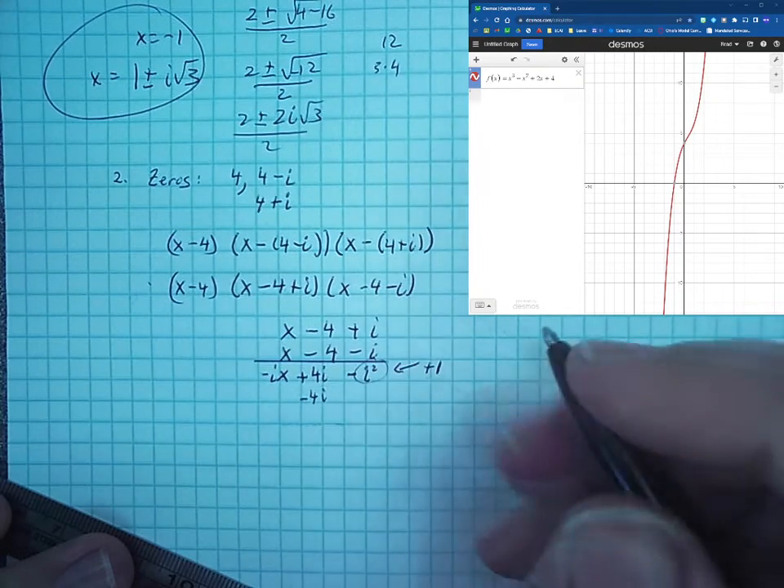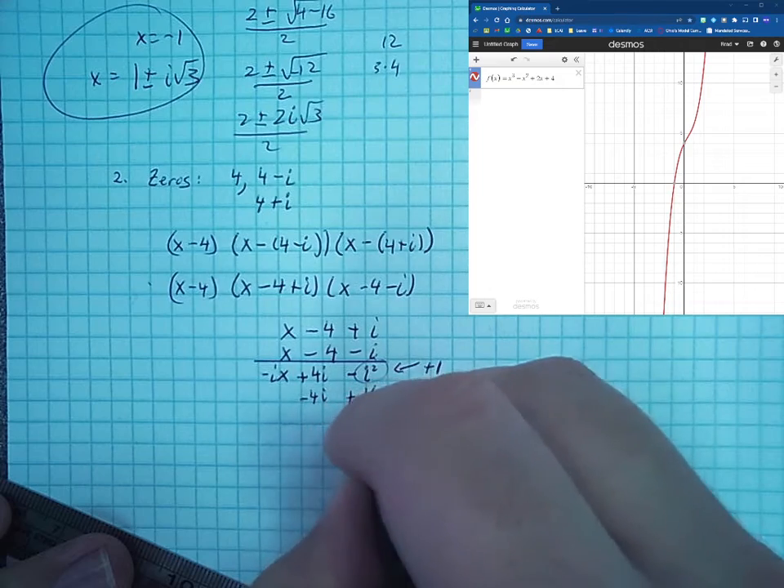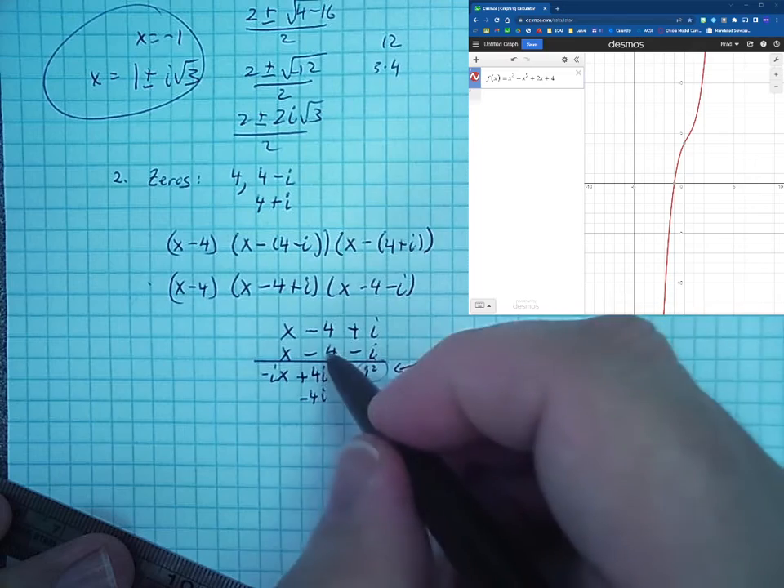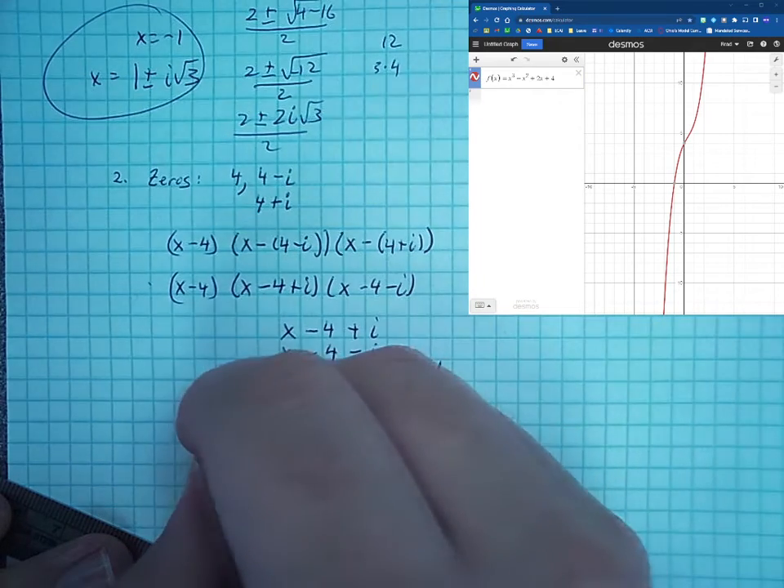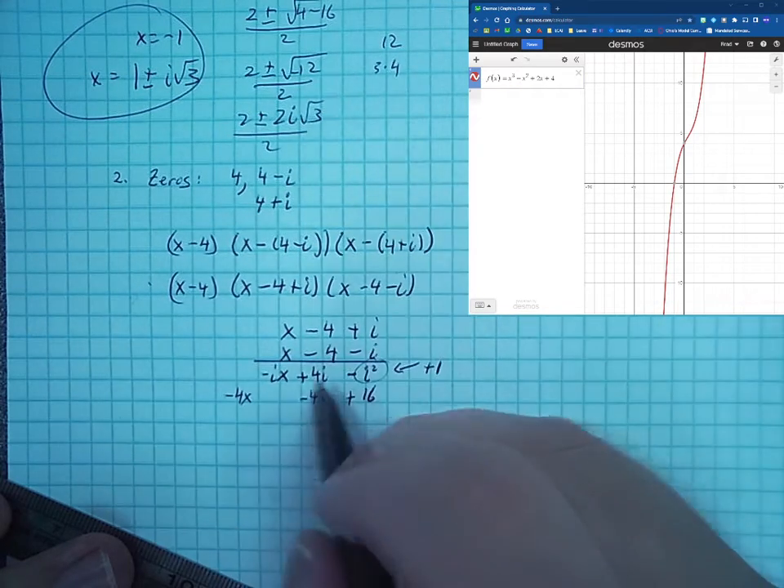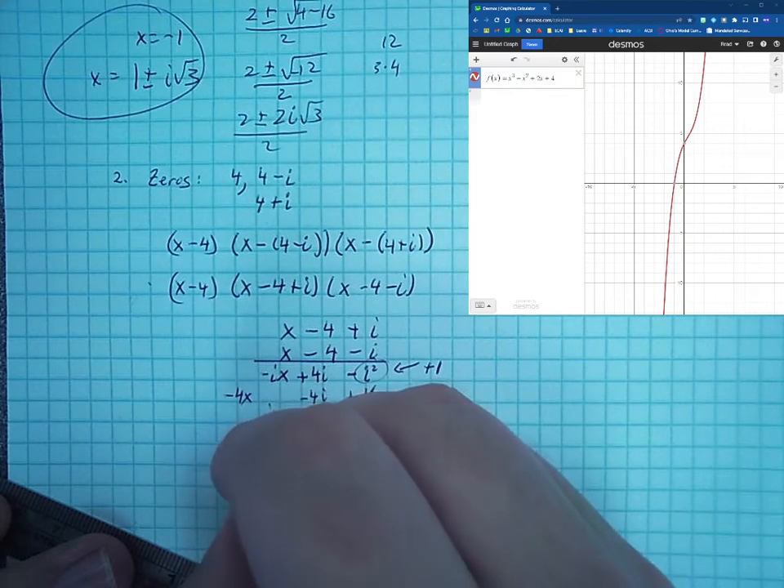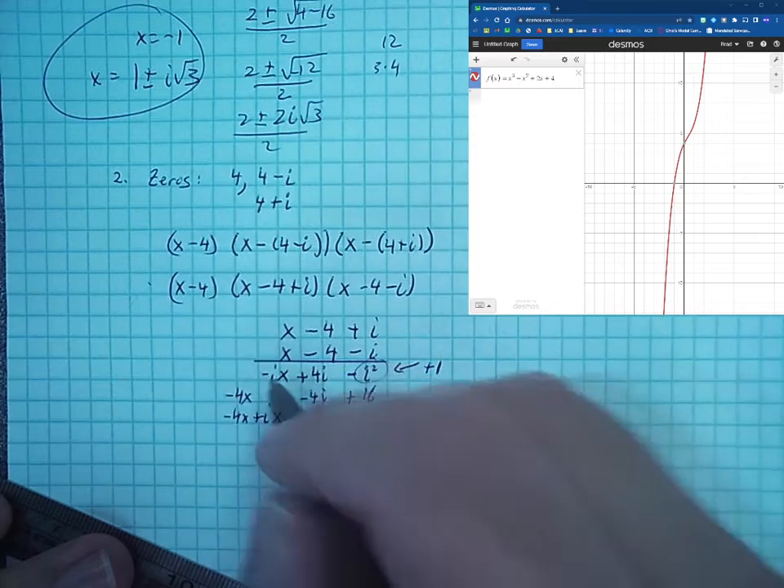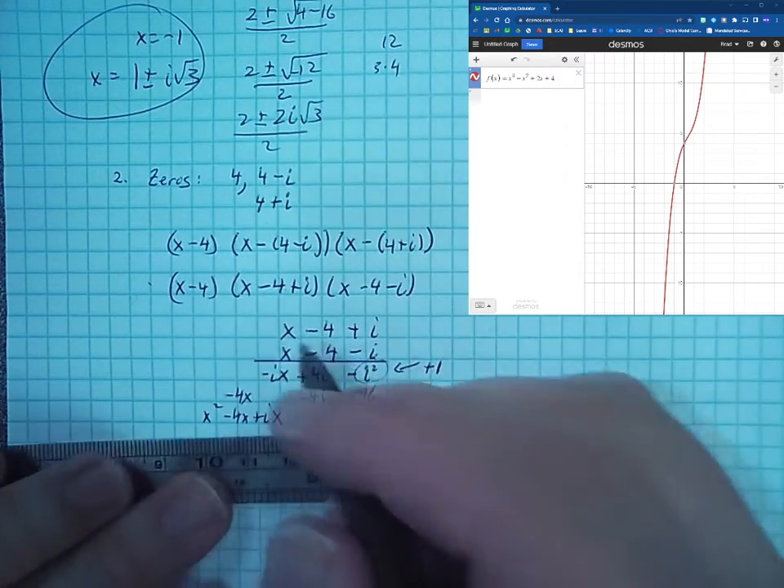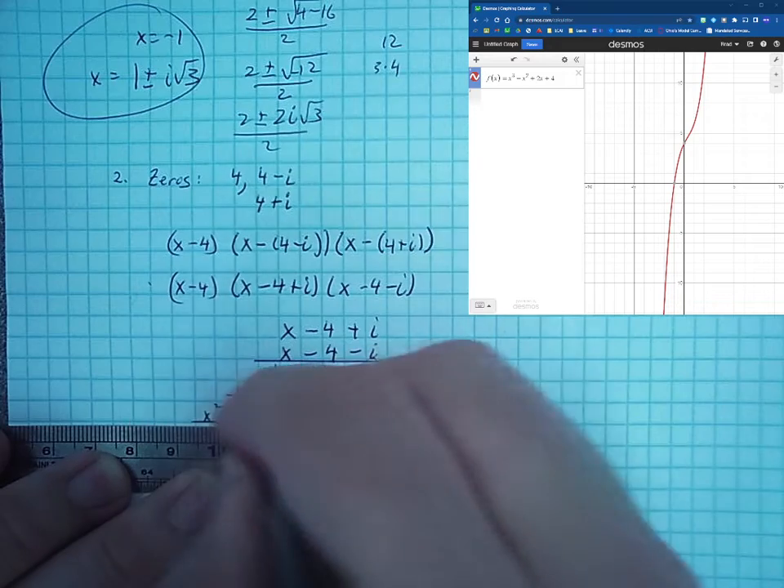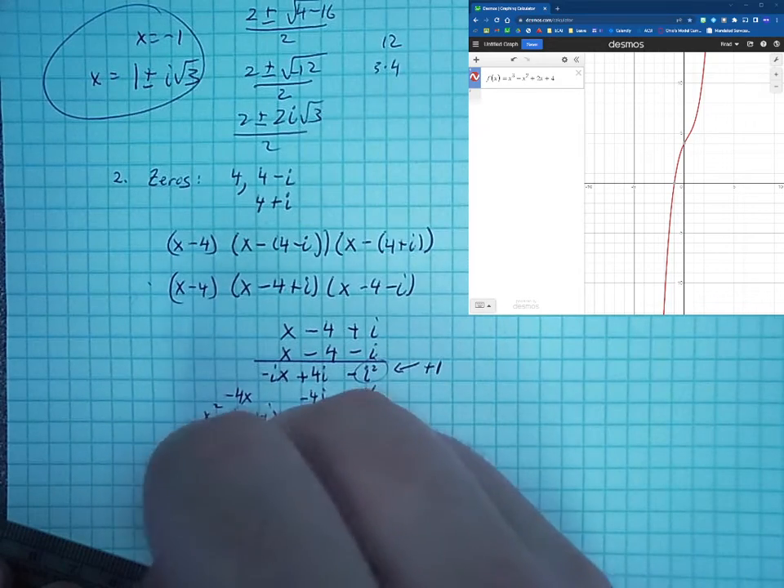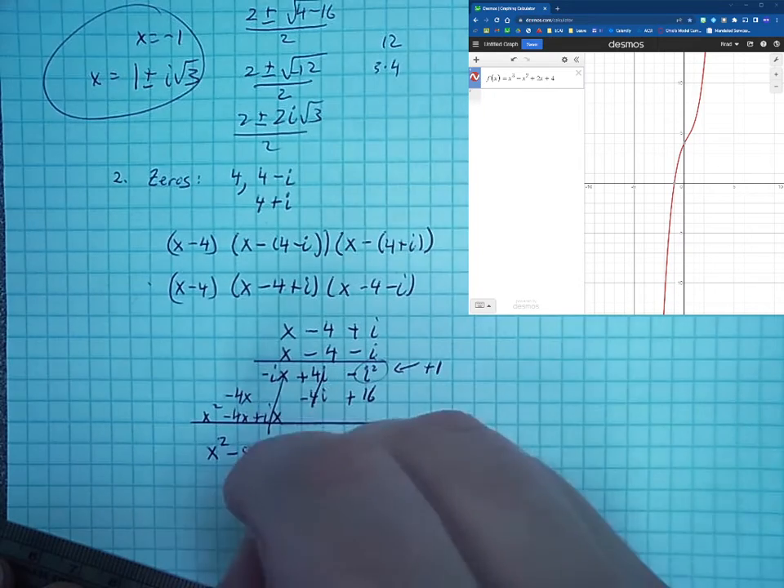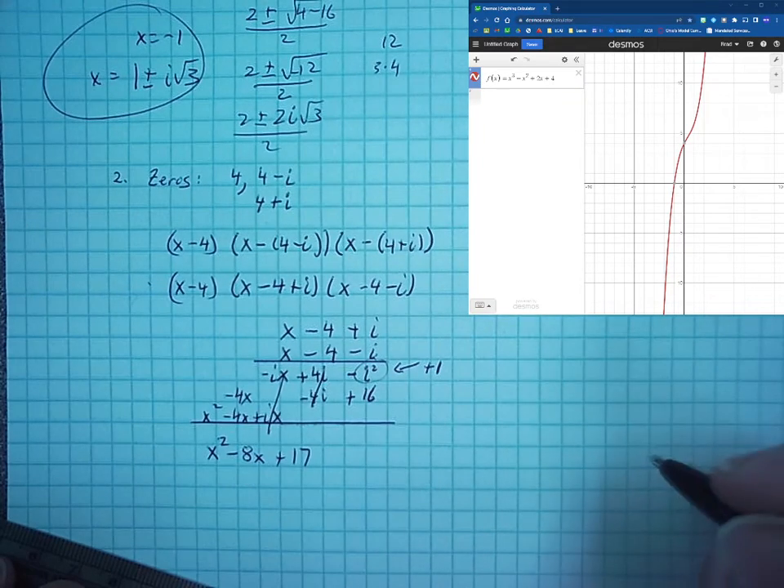Negative 4 times negative 4 makes 16, which actually goes over here because this is 1, so this is going to add up. Those are whole numbers. Negative 4 times x needs a new column. x times i is ix. It's going to cancel. x times negative 4, those are like terms. And x times x is x squared, needs a new column. So that gives me x squared minus 8x. These cancel, and that is 17. 1 plus 16.